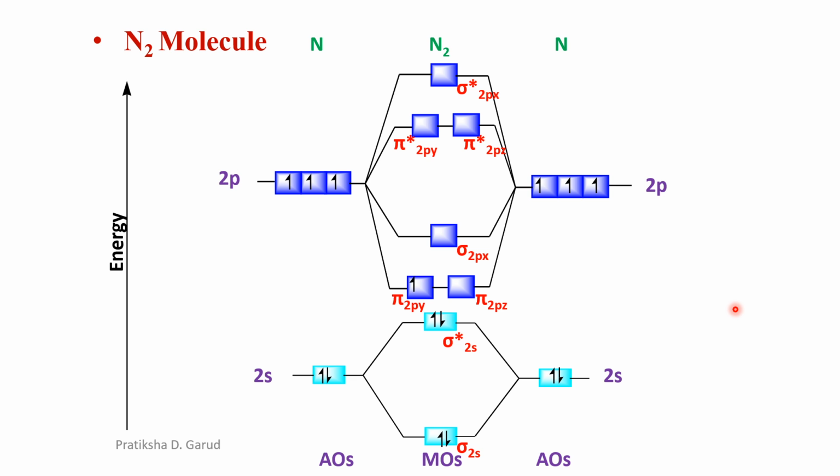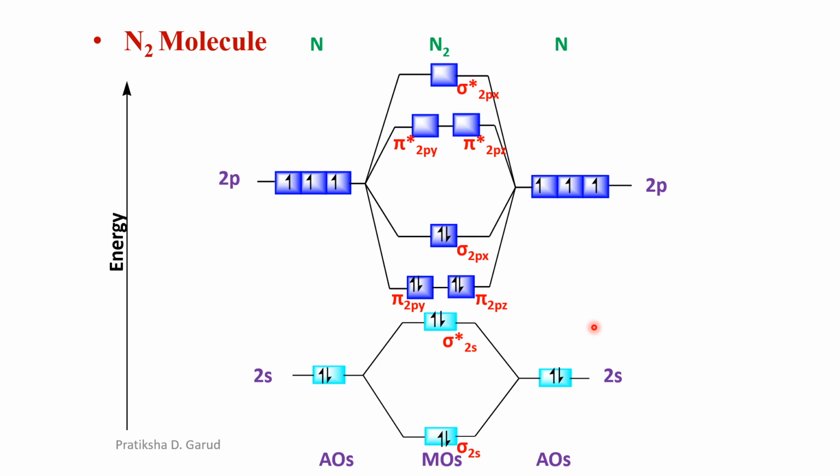So this is the first electron in pi 2py, then pi 2pz, then again pi 2py, pi 2pz, finally sigma 2px and the sigma 2px. So these are the 6 electrons, they are filled only in the bonding MO. So this is the MO energy level diagram for the N2 molecule.